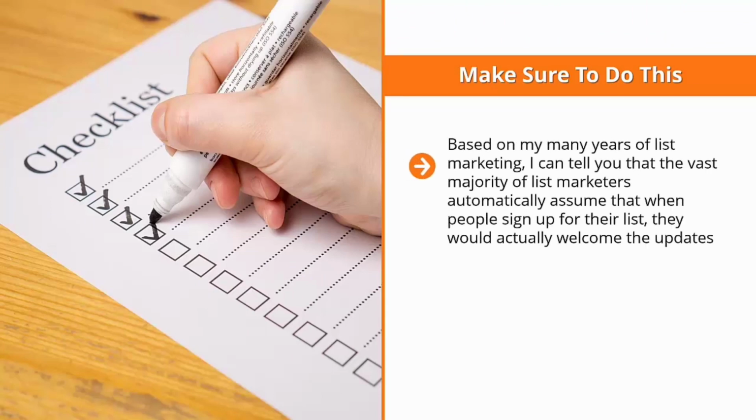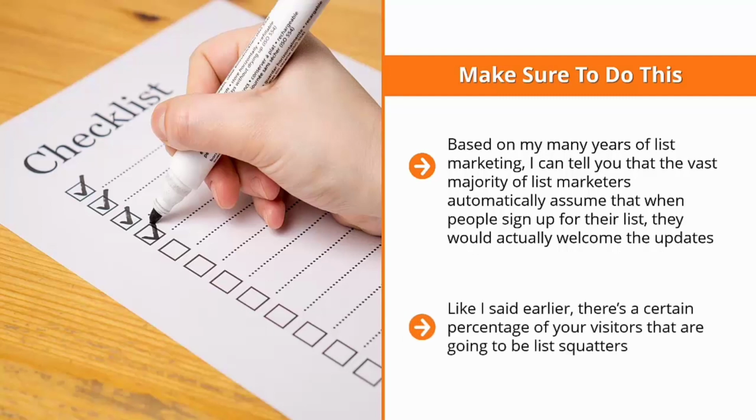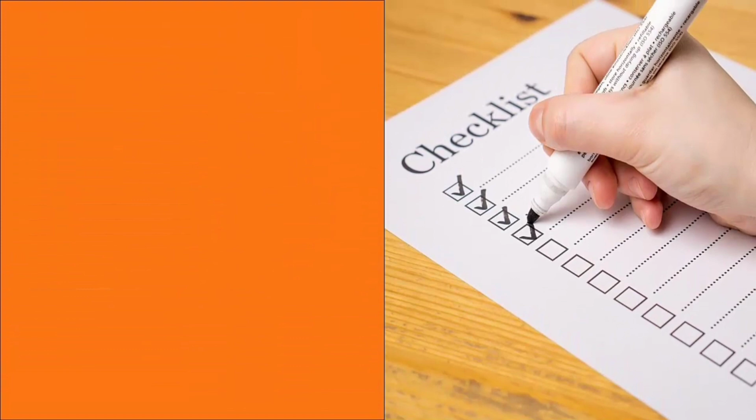Make sure to do this. Based on my many years of list marketing, I can tell you that the vast majority of list marketers automatically assume that when people sign up for their list, they would actually welcome the updates. This is why most list marketers fail. You cannot assume this. Like I said earlier, there's a certain percentage of your visitors that are going to be list squatters. If you're not careful, this percentage can keep growing until they form the majority of your list.